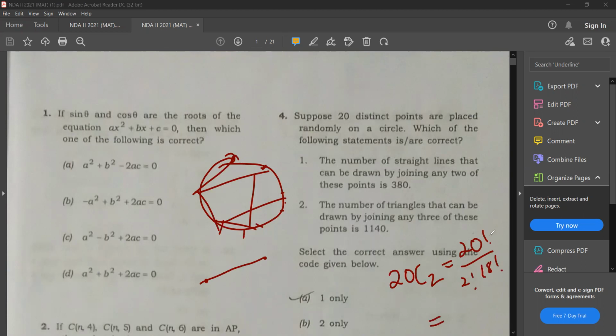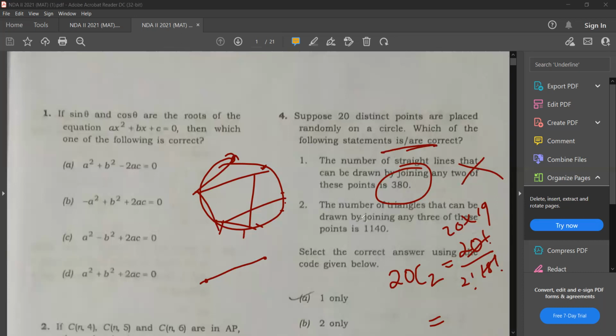So what will you be getting? That will be 20 into 19 by 2, that is 190, not 380. So the first statement is wrong. Then moving on to the second statement. You have to choose which statement is correct. So the first statement is wrong.